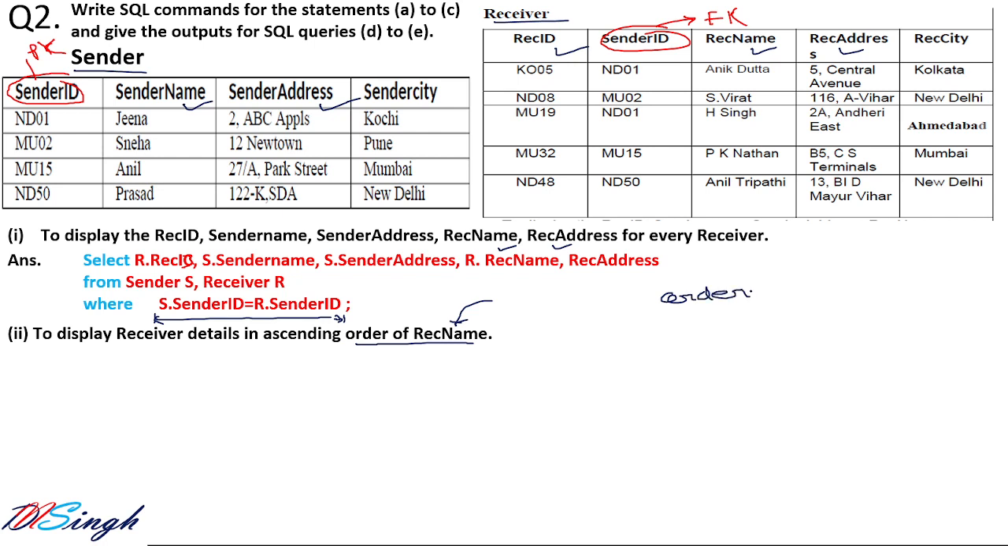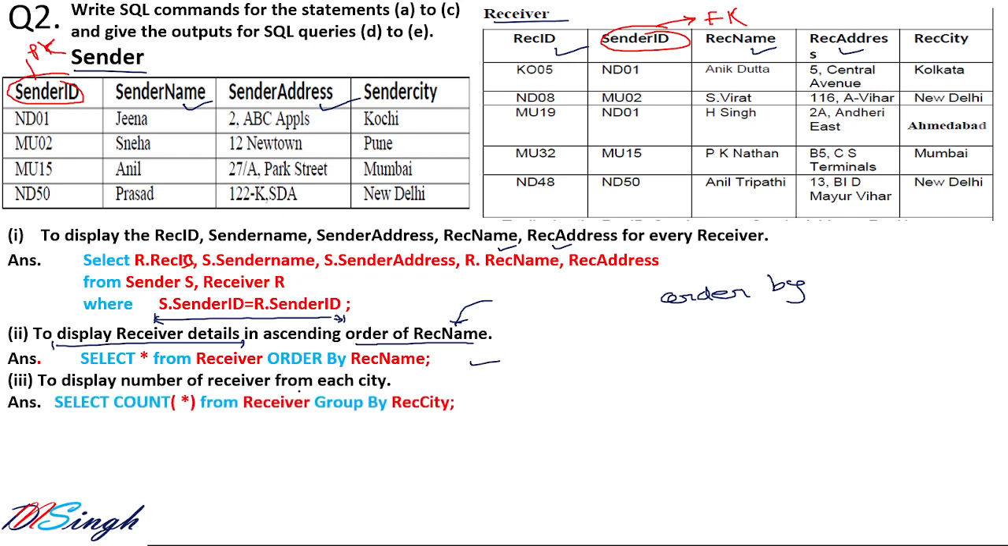Order by clause, and order by clause inside select. How many columns do we want to display? Display the receiver details. What does it mean? We want to display all the details. So we will write select star from receiver, order by receiver name. I hope you are getting it.